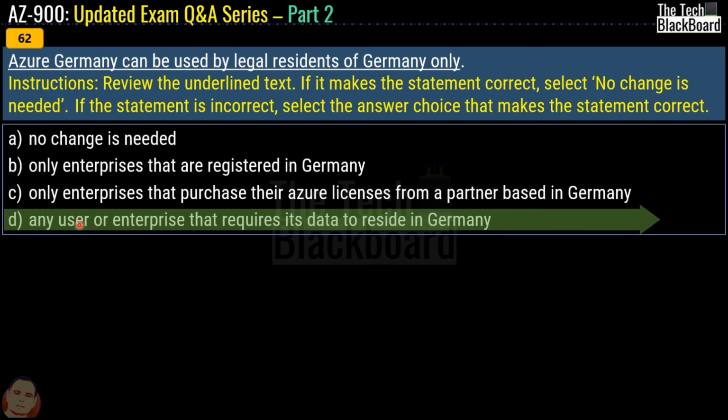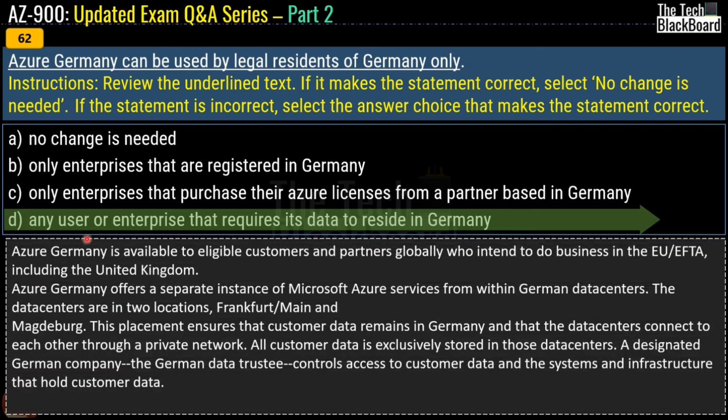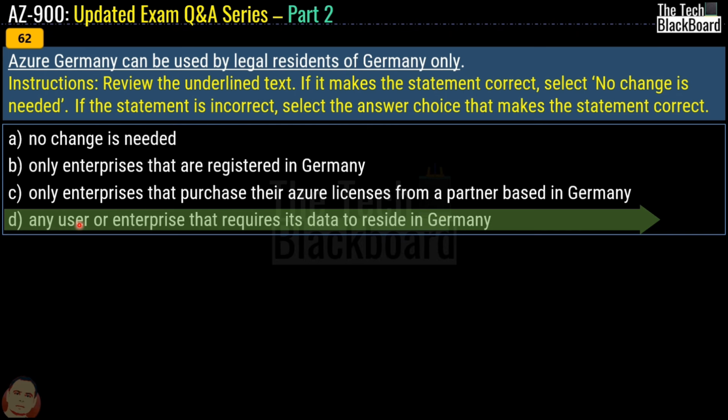And just to leave you with a little bit more details on Azure Germany, Azure Germany is available to the eligible customers and partners globally who intend to do business in EU, EFTA, including the United Kingdom. Azure Germany offers a separate instance of Microsoft Azure services from within the German data centers. So the data centers are located in two locations, Frankfurt and Magdeburg. Hopefully now you will be able to handle any question in this area.